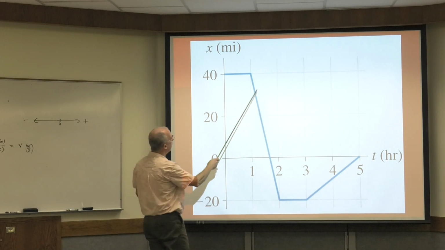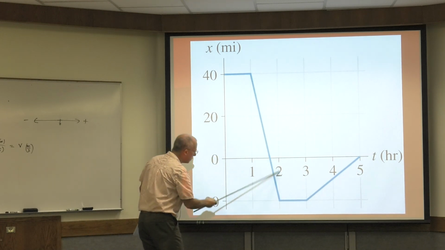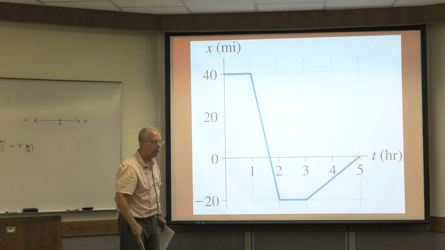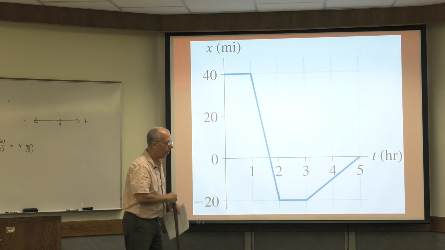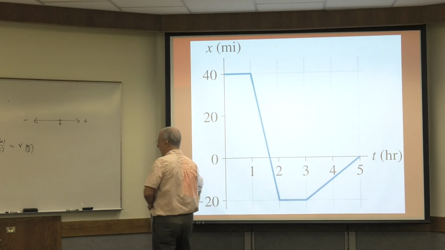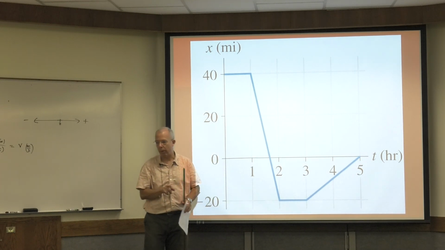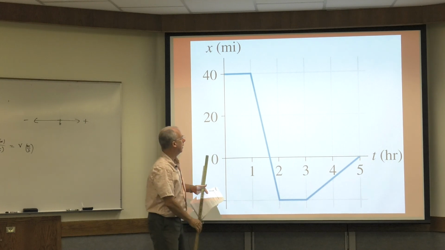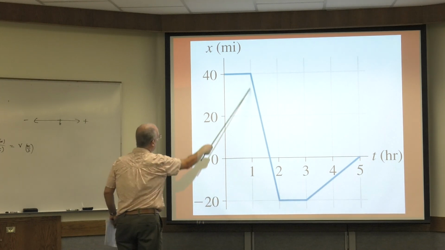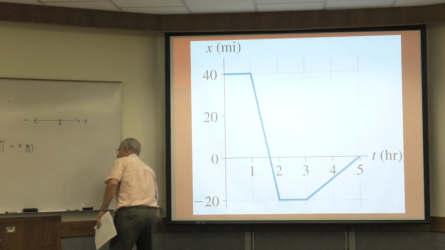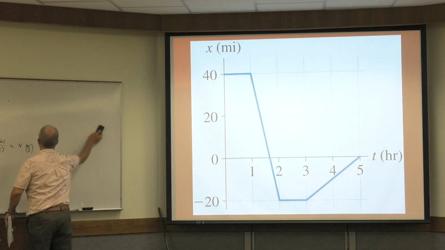Now, what's this? This is a negative slope. What does that mean? It means the velocity is negative. Remember, this is positive, that's negative. So negative velocity means the object is going in a negative direction. And what is the slope here? Let's figure this out.